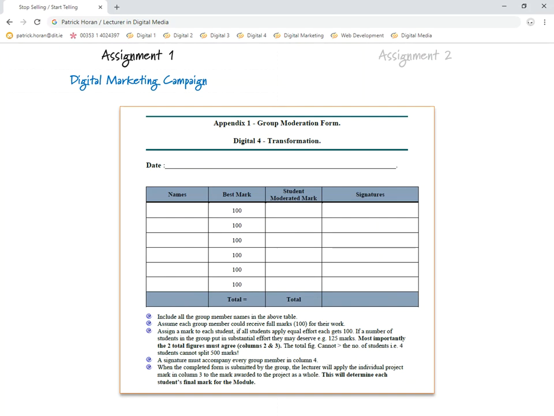With all of my assignments, if there's a group involved, I will also include a moderation form. It's up to you whether you want to submit one or not, but say there were 3 people in your group and one person didn't work as hard as the other 2 and everybody agreed with that. Your moderated percentages have got to add up to 300%. So the first 2 people might get 110% each, and the third person might get 80%, so it all adds up to 300%. But 2 people in the group will get a stronger moderated mark than the other person.